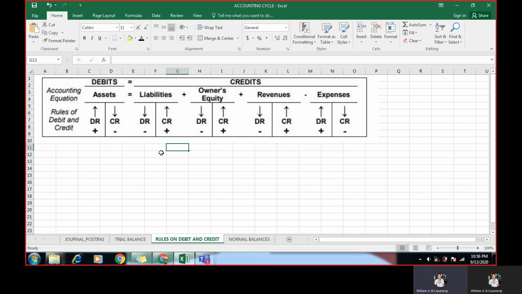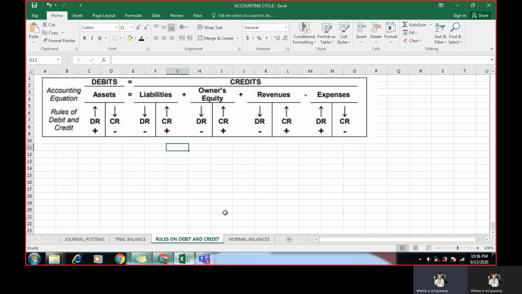Ayan. So owner's equity has a credit balance. Owner's equity or capital will increase when credited and it will be decreased when debited. Okay, so let's proceed to revenues. Revenues has a normal balance of credit, so it will be increased when it is credited. For example, we provided services, so i-credit natin siya. Kailan siya ma-debit? When we are going to decrease it, or to debit it.